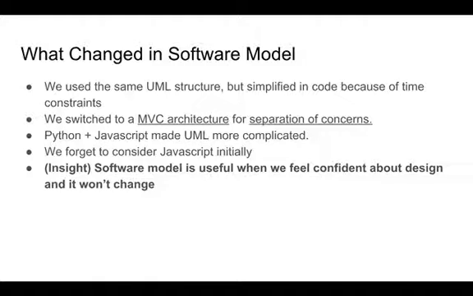Another thing is that at first we didn't really account for this connection between Python and JavaScript that we would be using in our application. So at first we didn't think of how we would design that in UML, of how the connection of Python and JavaScript objects would connect with each other. So that actually made the UML significantly more complicated.